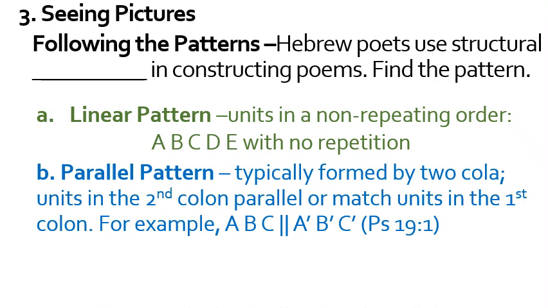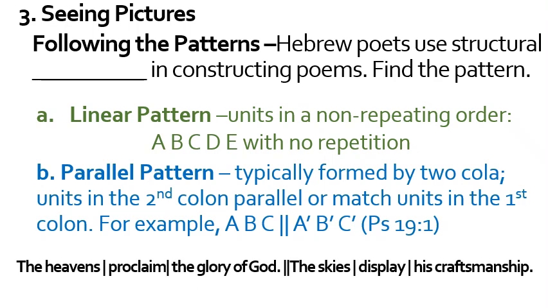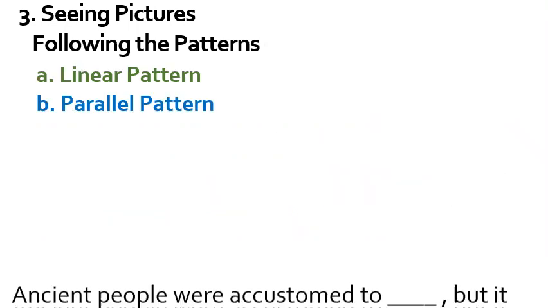Much more, you will see parallel patterns, typically formed by two cola. We've already seen several examples. Units in the second colon parallel or match the units of the first. For example, first colon, A, B, C, the parallel colon would be A prime, B prime, C prime, as in Psalm 19:1. And there it is. The heavens proclaim the glory of God. And then in the parallel colon, the skies display his craftsmanship. Okay, and so that's a little bit redundant. That's repeating what we've already heard.